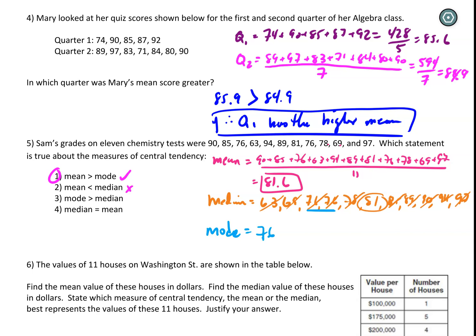Is the mode bigger than the median? Is 76 greater than 81? The answer is no. And is the median equal to the mode? These are not the same, so therefore that one failed. Again, reassuring that answer 1 is in fact correct.